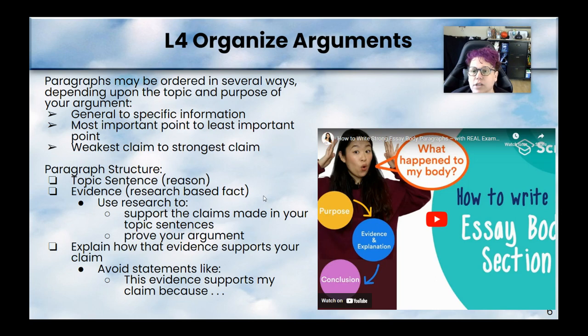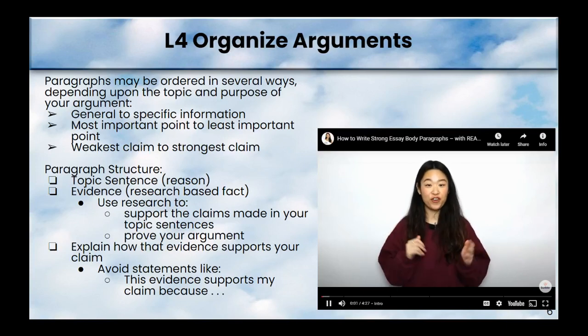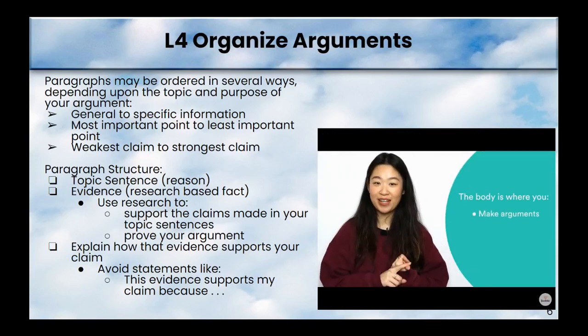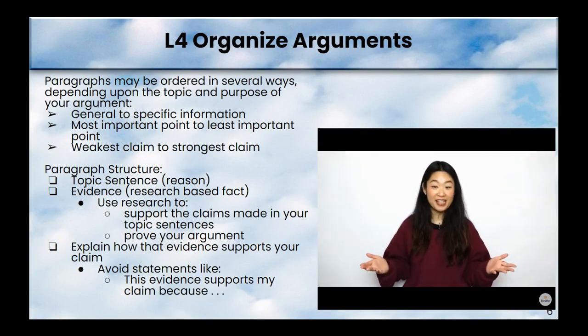Okay, let's watch a short video on how to write a strong essay body paragraph. The body is the longest part of your essay. It's where you make your arguments, explain your ideas, and give your evidence. Here's how to write a body section using strong paragraphs. Stay tuned.